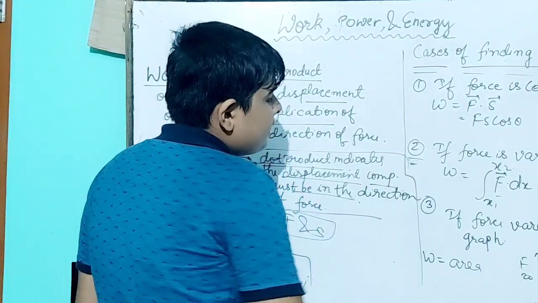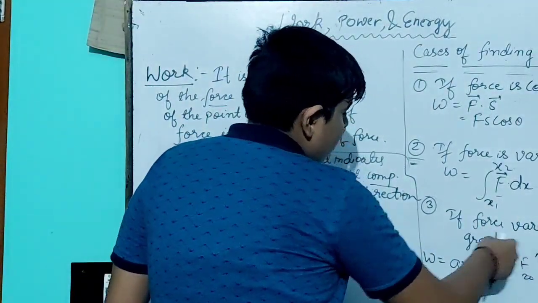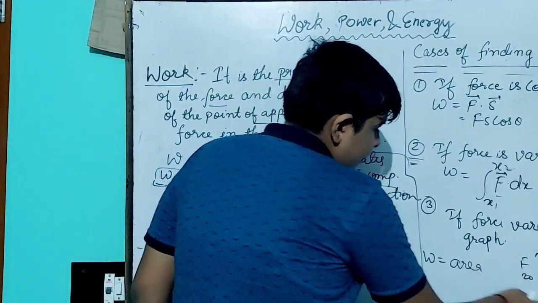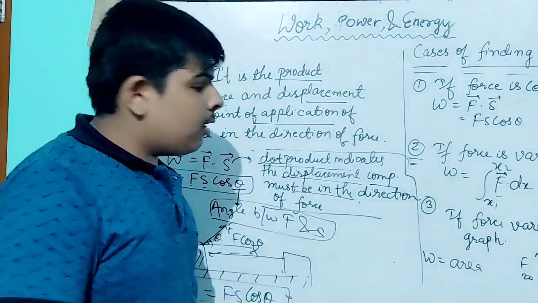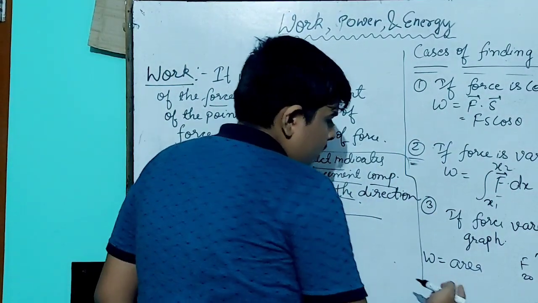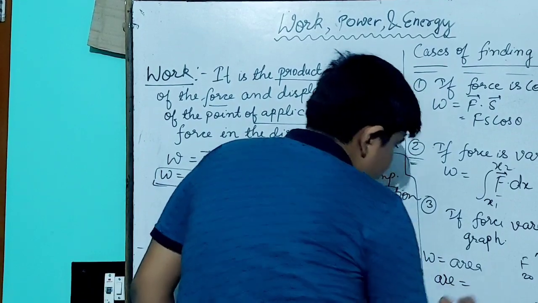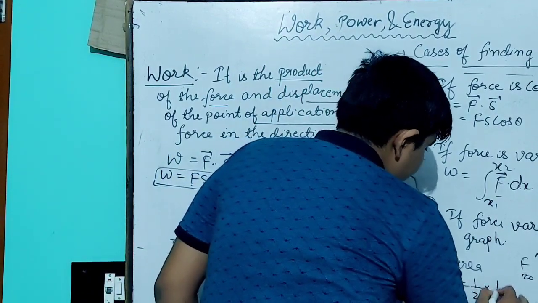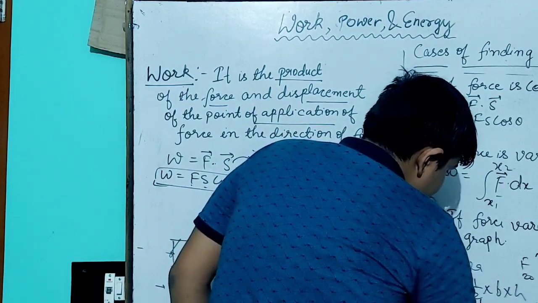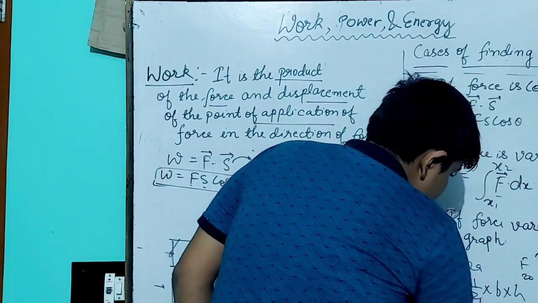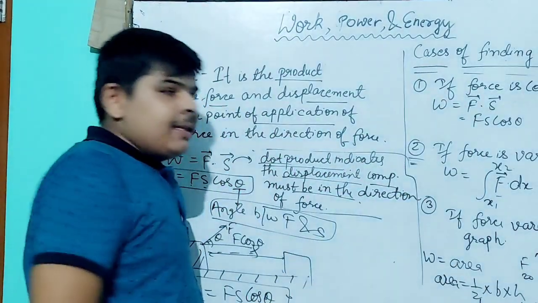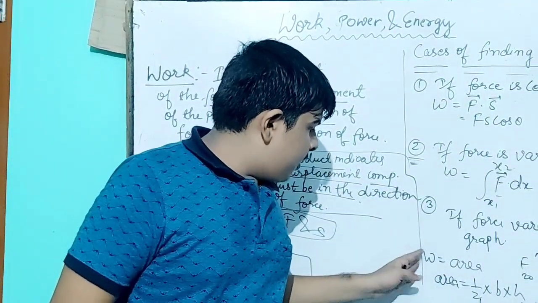And the third case is if the force varies according to a graph. If the graph is given between force versus displacement, we just find the area to find the work done. So like here, if we find the area, the area of the triangle is half into base into height. So here half into base, which is 5 meter, and height 20, so it becomes 50 joule. So by this we are going to find the work from a graph.